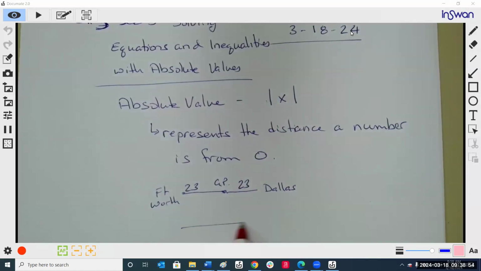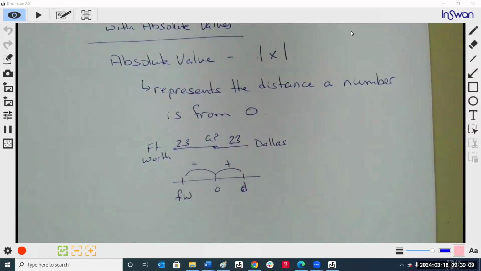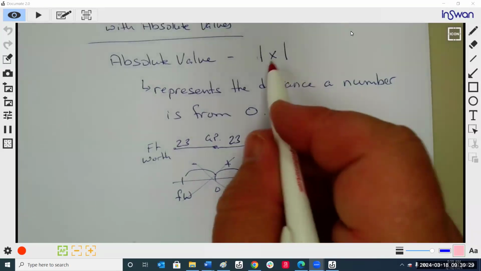But if you think about it, if we had a number line, wouldn't this be positive and this be negative? That's what absolute value does. Distances do not have signs. It's from wherever you are to wherever you're going. That's the distance, no matter where you're going. And that's what the absolute value does.